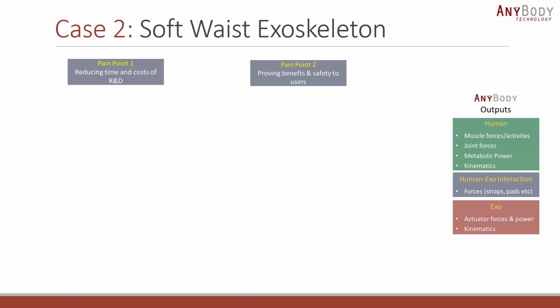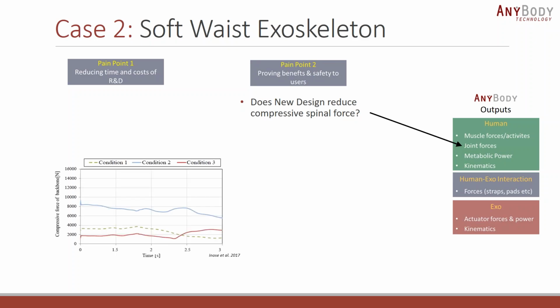With that being the methodology, now let us start looking at the research questions that were being answered. One of the primary questions was whether the new design actually reduces the spinal compressive force. This can be considered more closely aligned with pain point 2, where they were trying to evaluate the benefits and the safety of their device. For this, they looked at the joint reaction forces between, I forget which pair of vertebrae they chose. This is what the compressive force between these two vertebrae looked like.